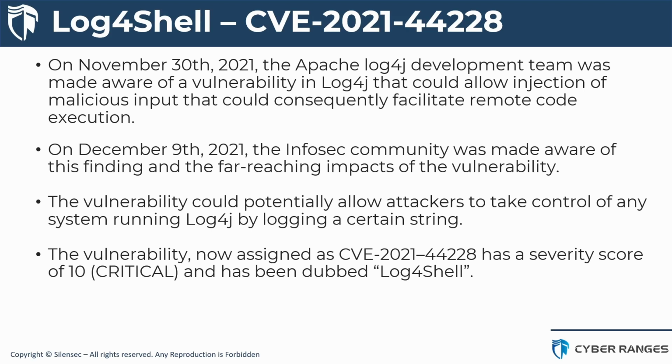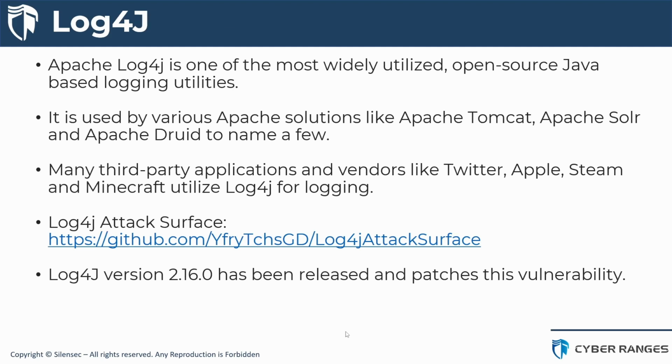The vulnerability, now assigned as CVE-2021-44228, has a severity score of 10, really 9, which is still critical and has been dubbed Log4Shell. So that begs the question, what is Log4j? Because it's arguably, or it really is, the core of the vulnerability in terms of what is affected.